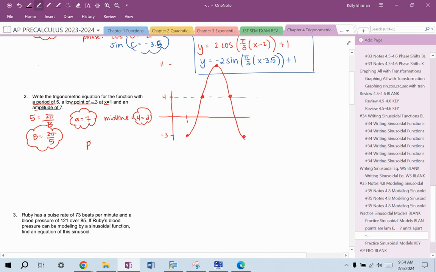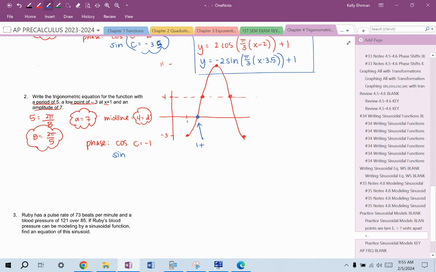What about the phase shift? So for the phase shift, let's start with cosine because it looks like cosine. So that's gone to the right 1 unit. So C is going to be -1. If we're talking about sine, that would start right here. What is this point? This point is 1 plus every point is a fourth of the period. So the period was 5. Pen stopped working. Just a minute.